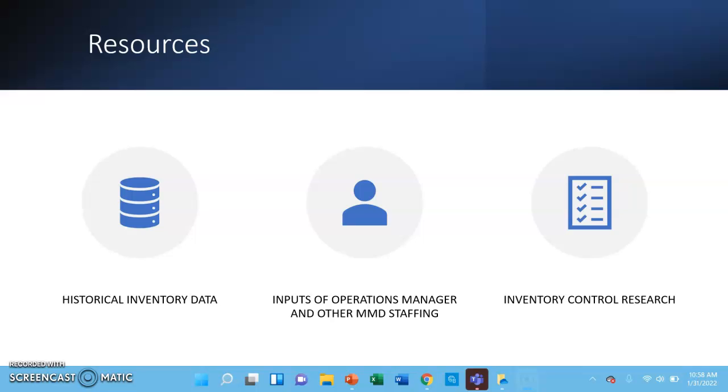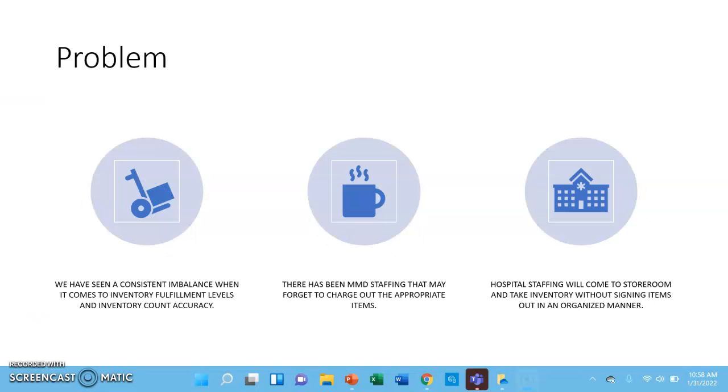There has been a consistent imbalance when it comes to inventory fulfillment levels and inventory accuracy. That is the overall problem that we have. I feel like some of the reasoning behind the problem may be because our staffing may not remember to charge out items, or maybe they're charging out the wrong items.